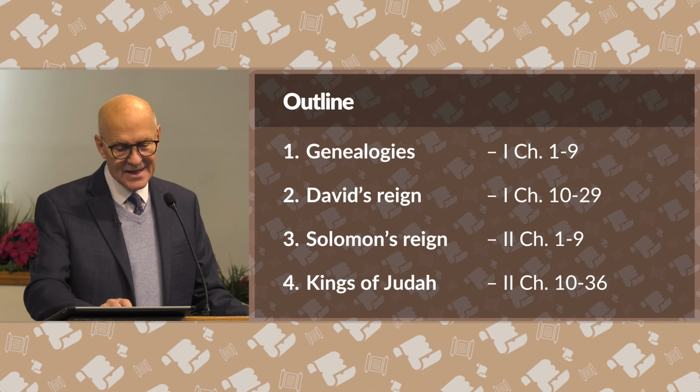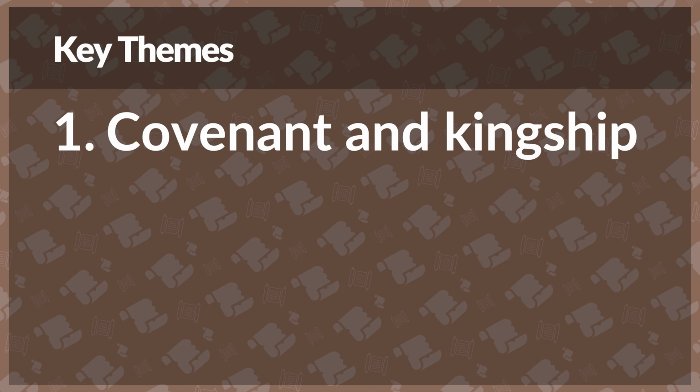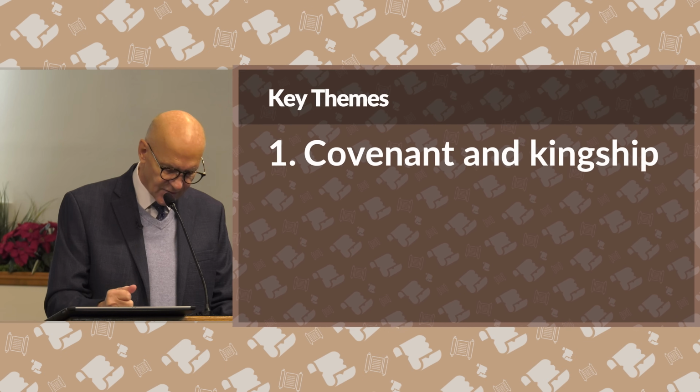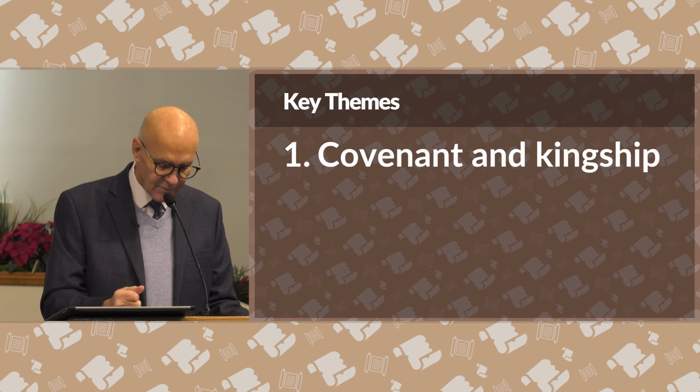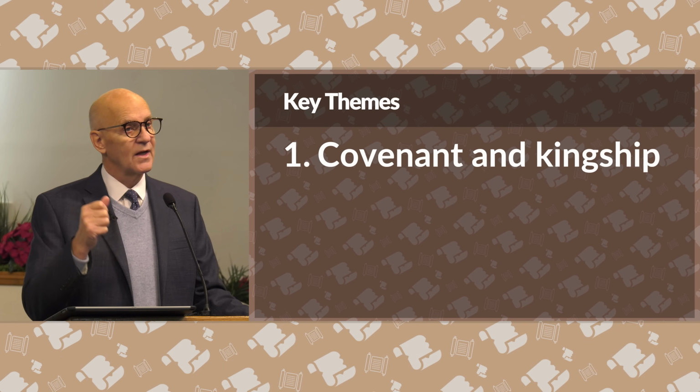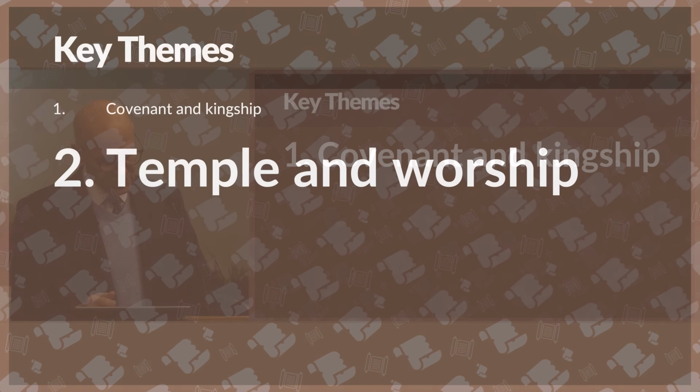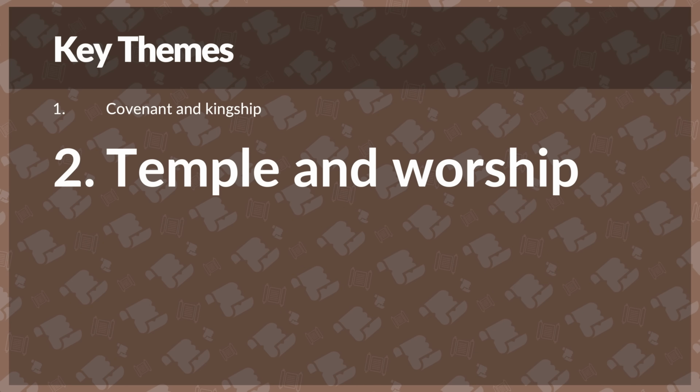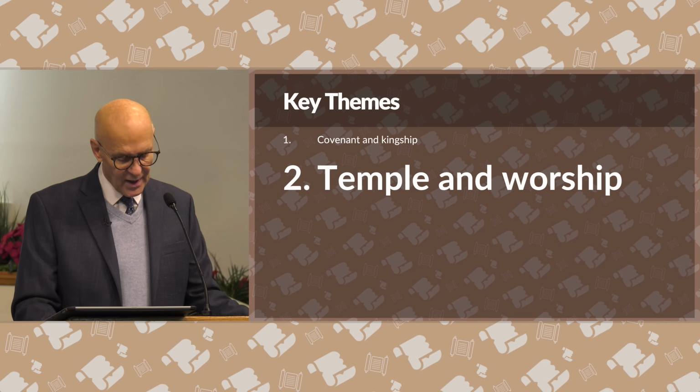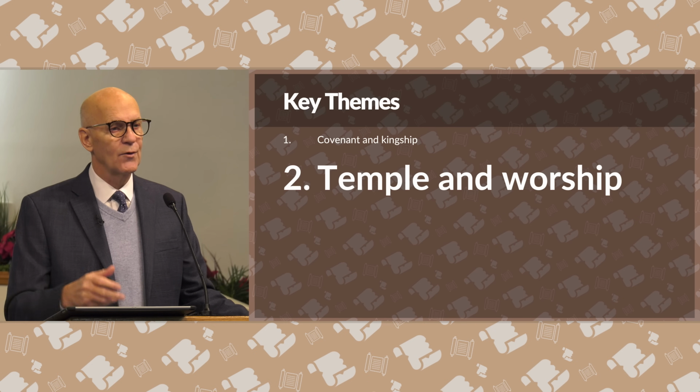There are some key themes in 1 and 2 Chronicles, first of which is covenant and kingship. Chronicles emphasizes God's covenant with David and the legitimacy of the Davidic dynasty. It also reviews the central role of the temple, reflected in the importance of worship and maintaining that covenant relationship.